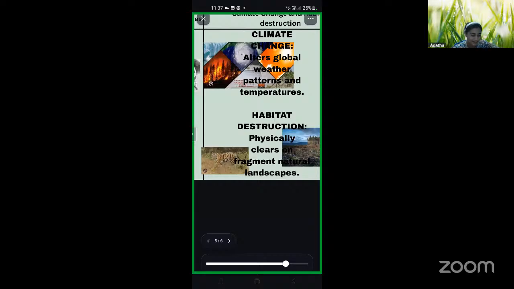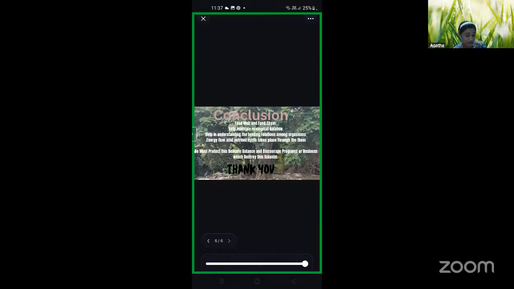Now, conclusion. My conclusion is that food web and food chain help maintain the ecological balance in our ecosystem. They help you understand the feeding relations among organisms. Energy flow and nutrient cycles take place through them. We must protect this delicate balance and discourage programs or businesses which destroy this balance. Thank you.